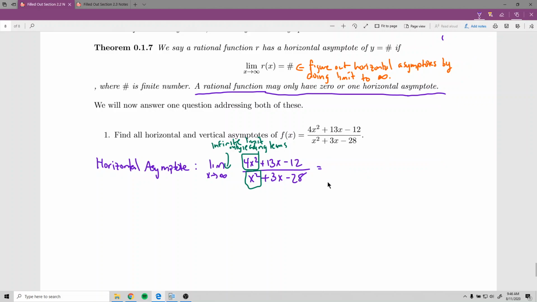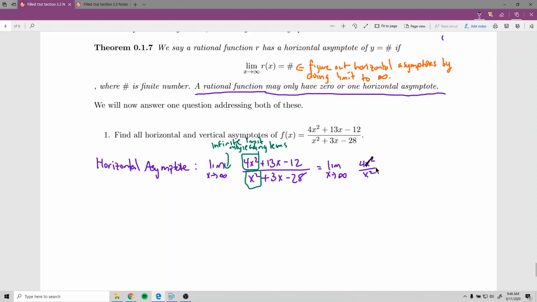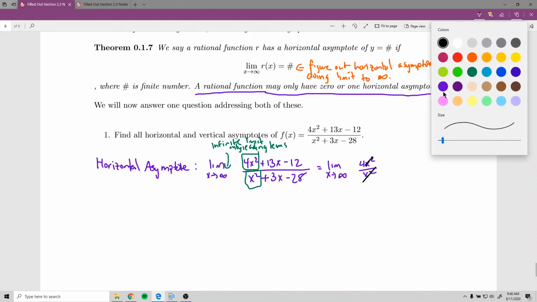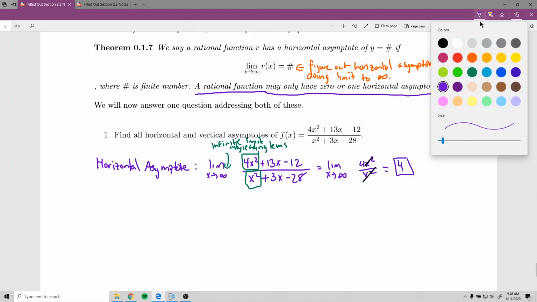Alright, so we do the leading terms, get rid of the rest. We got 4x squared over x squared. Simplify it just like we did before. The x squareds cancel out and we're only left with 4. And just like we talked about in the previous part, that is our answer. But it is y equals 4. Don't just write 4 because it will be marked wrong.